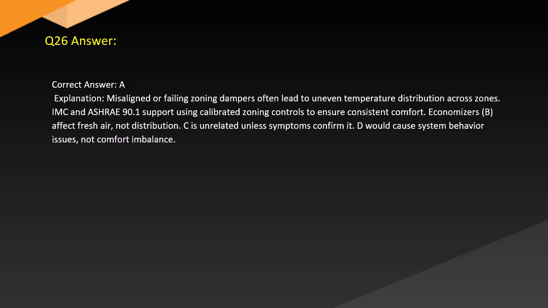Answer. Correct answer: A. Explanation. Misaligned or failing zoning dampers often lead to uneven temperature distribution across zones. IMC and ASHRAE 90.1 support using calibrated zoning controls to ensure consistent comfort. Economizers, B, affect fresh air, not distribution. C is unrelated unless symptoms confirm it. D would cause system behavior issues, not comfort imbalance.